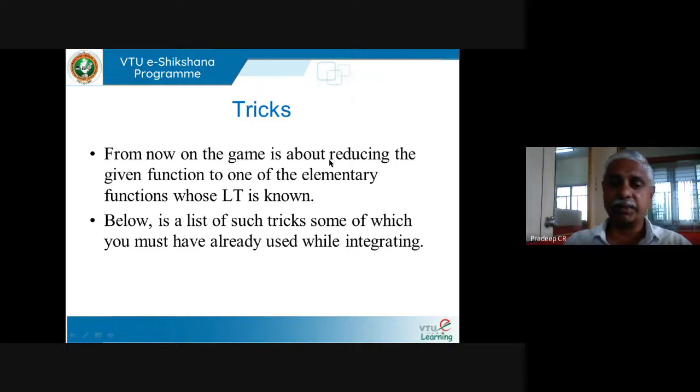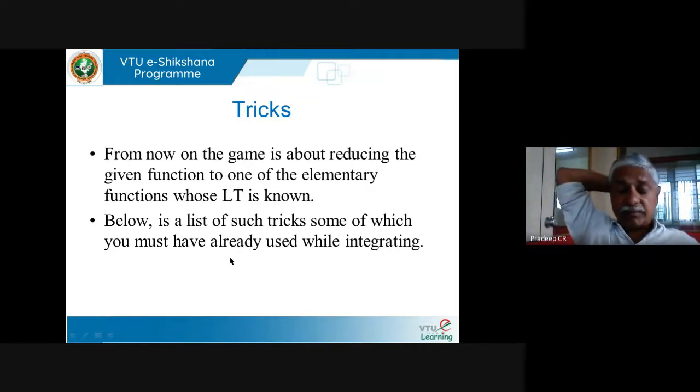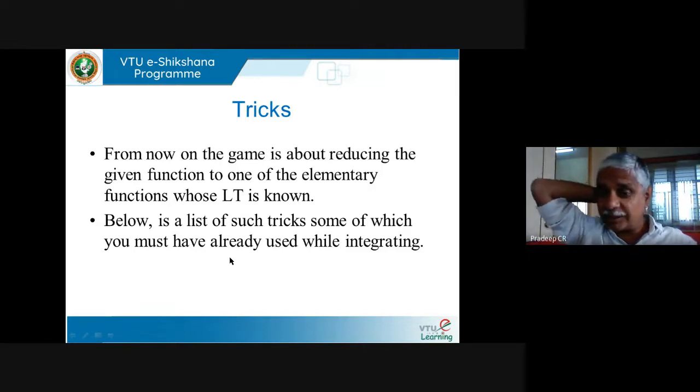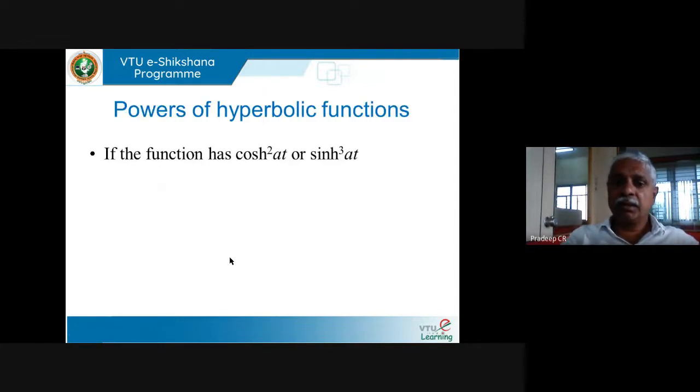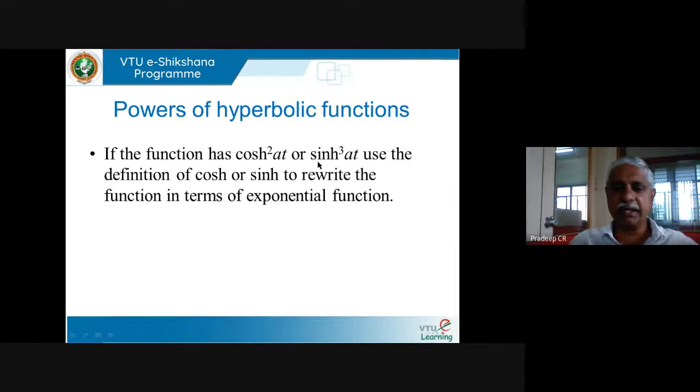From now on, the game is about reducing the given function to one of the elementary functions whose Laplace transform is known. Below is a list of such tricks, some of which you must have already used while integrating. If you have done integration before, many of these tricks follow that. How you would integrate is how you would find the Laplace transform. If you left off integration earlier, now you will be in trouble. So please go back home, open up your old textbook in which you learned integration and go through all the techniques of integration. It will help you. So let us try to find if the function has cos hyperbolic square or sine hyperbolic cube.